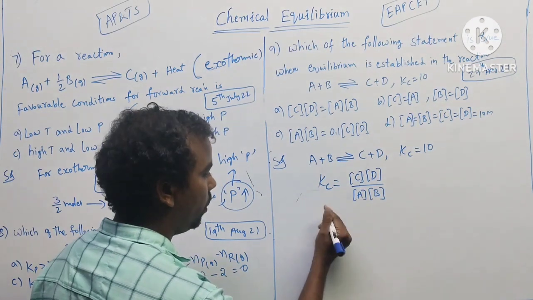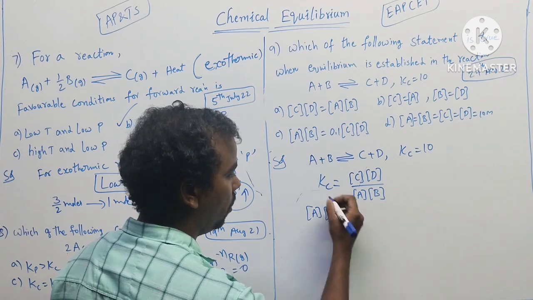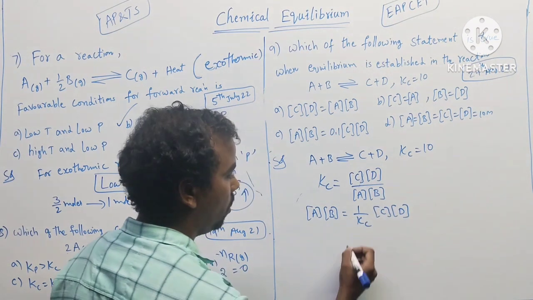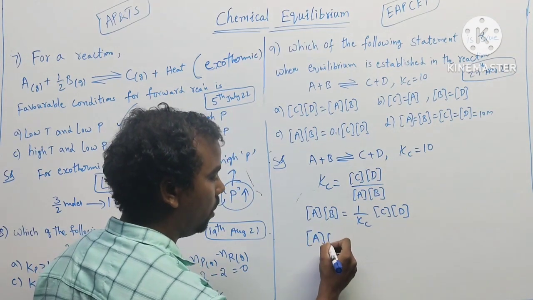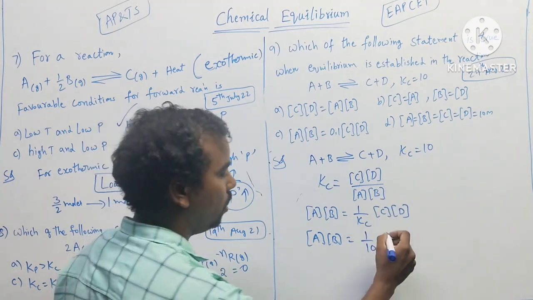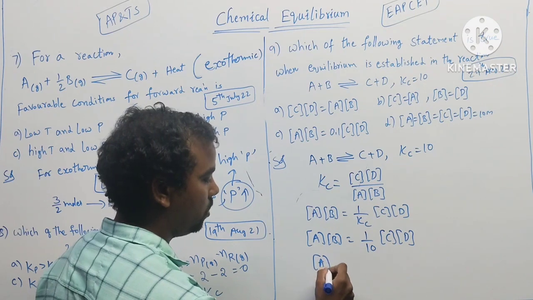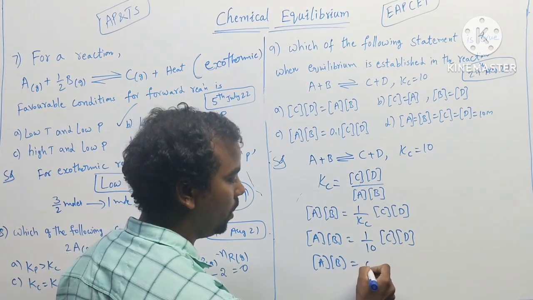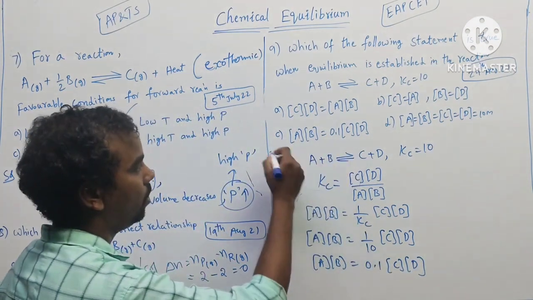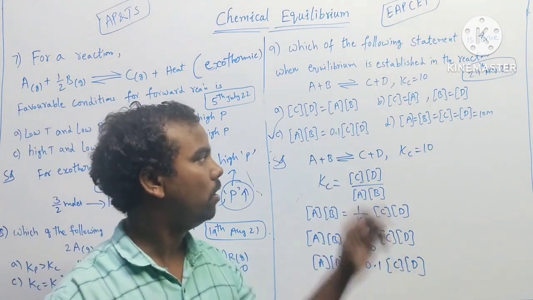Next, if it comes to here, concentration of A into concentration of B equal to 1 by Kc into concentration of C into concentration of D. So concentrations of A and B is equal to 1 by Kc, which means 1 by 10 into concentration of C into concentration of D. So concentrations of A into B is equal to 1 by 10, which means 0.1 into concentration of C into concentration of D. So option C is correct. A into B is equal to 0.1 into C into D. Okay, not this.